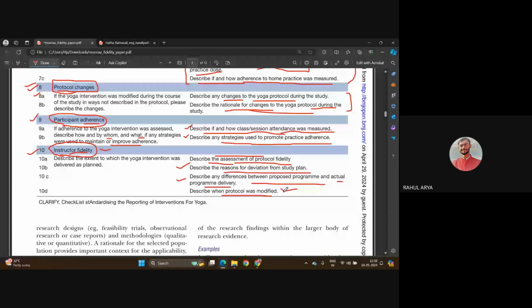Describe when protocol was modified. As Hemant ji told in the session, we cannot give the cooling practice to the normal participants. If you change, then describe those things in the protocol, mention them, and you have to give the justification also. Okay. Yes, one of you please conclude point number 10.